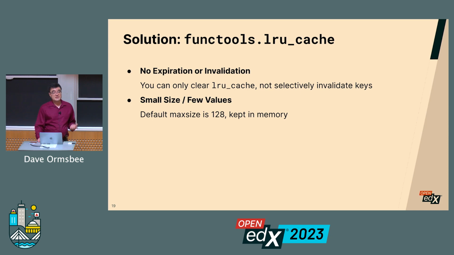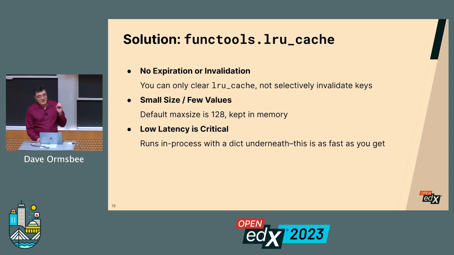Small size, few values, that's great because an LRU cache is almost an invitation to memory leaks, and so having something small is good. And the low latency, this is as fast as you're going to get. It's part of the standard library. It's got some C stuff underneath. It's fast.